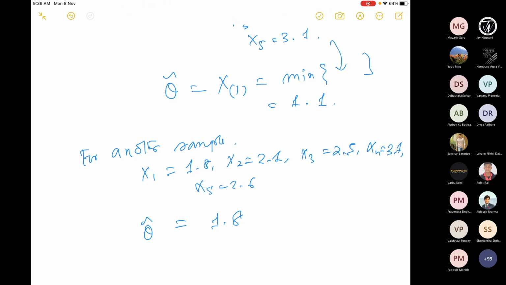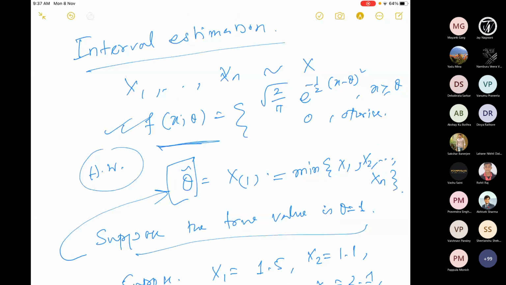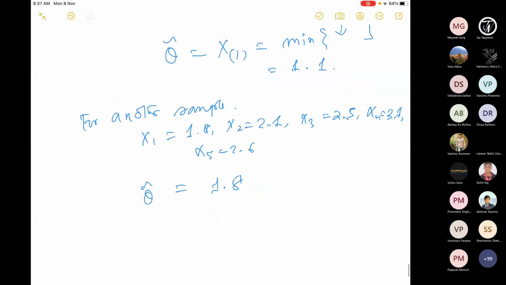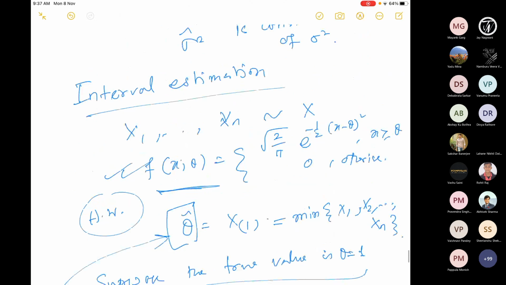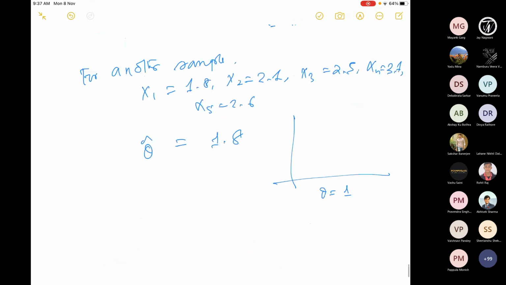Okay, so now if I plot this function, I'll see that this plot will look like this. For theta equal to 1, this is my original value. This is an exponential function, so it will gradually decrease. It is like this. This is for theta equal to 1. Now this is the PDF.